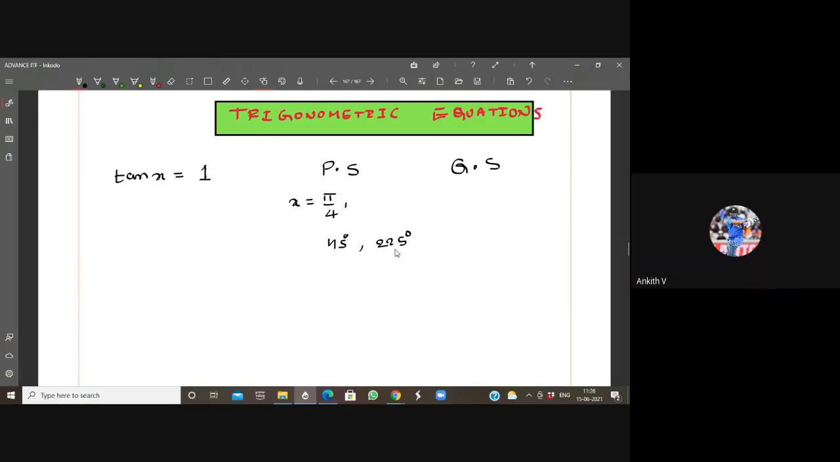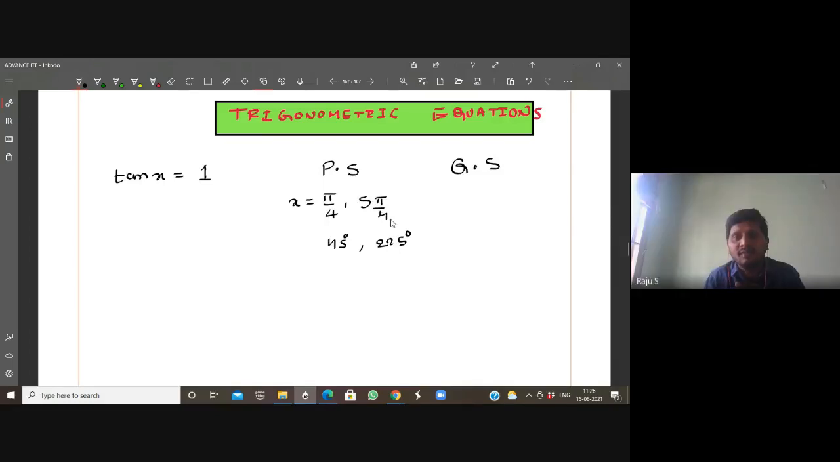It is a multiple of 45: 5 pi by 4. Remember 45, 135, 225, and then 225 plus 90 is 315. For every 90: 45 plus 90 is 135, 135 plus 90 is 225, 225 plus 90 is 315. Everything is a multiple of 45. So 5 pi by 4.